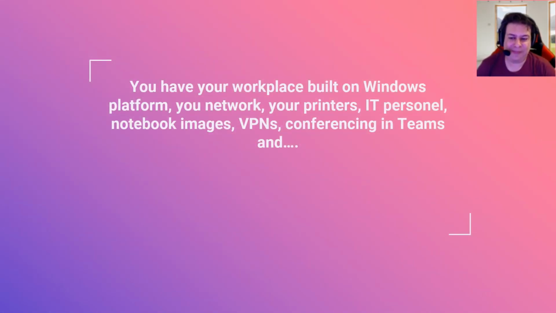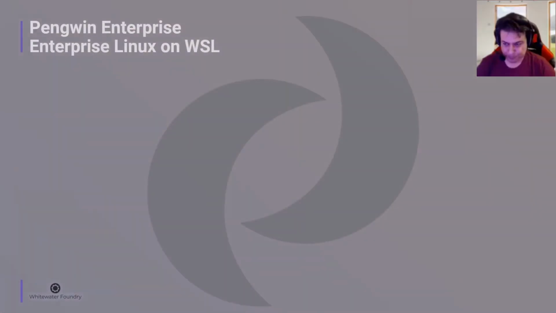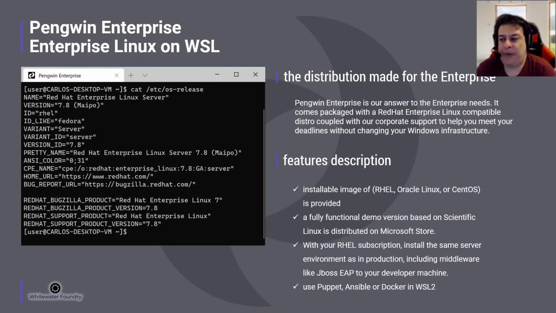You have your workplace built on Windows platform, your network, your printers, your IT personnel, notebook images, VPNs, conferences in Teams, and your developers prefer Linux. Pengwin Enterprise, Enterprise Linux on WSL. Pengwin Enterprise is our answer to enterprise needs. It comes packaged with a Red Hat Enterprise Linux compatible distro, coupled with our corporate support to help you meet your deadlines without changing your Windows infrastructure.